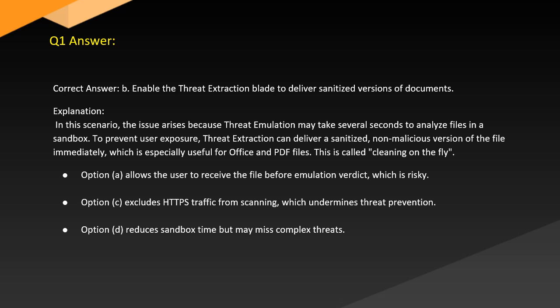Option A allows the user to receive the file before the emulation verdict, which is risky. Option C excludes ATES traffic from scanning, which undermines threat prevention. Option D reduces sandbox time but may miss complex threats.